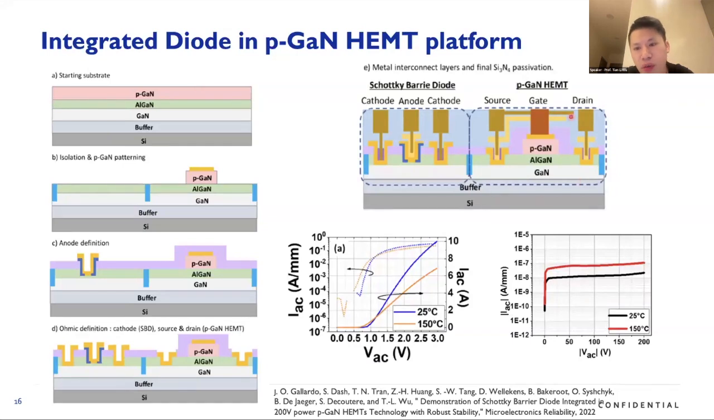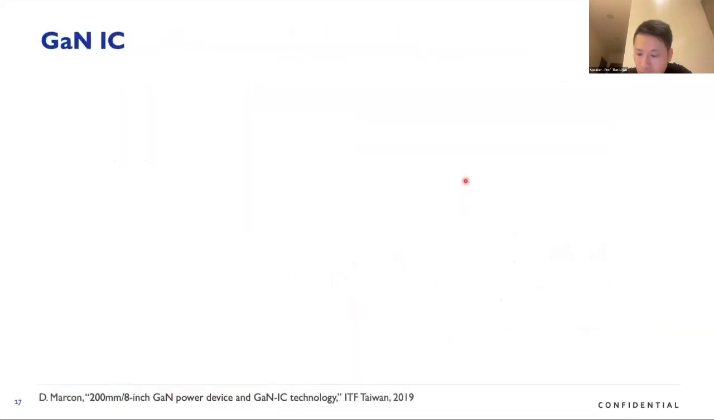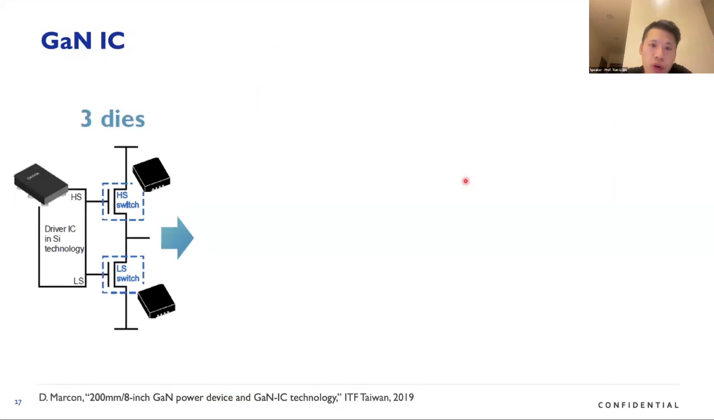This is a recent demonstration where the p-GaN HEMT and the Schottky barrier diode can be fabricated side by side using the same process with the same epitaxy wafer. In this case, we can start to realize the integration of the SBD and p-GaN HEMT together. And therefore, that starts to push the technology towards what we call the GaN IC direction.